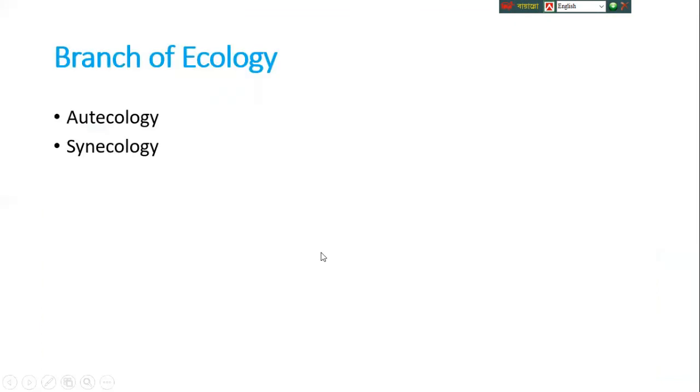Branch of plant ecology. Ecology কে broadly দুইটি ভাগে আমরা ভাগ করতে পারি, দুইটা ব্রাঞ্চে। Number one, autecology, and number two, synecology. Autecology and synecology are the branches of ecology or the branches of plant ecology.